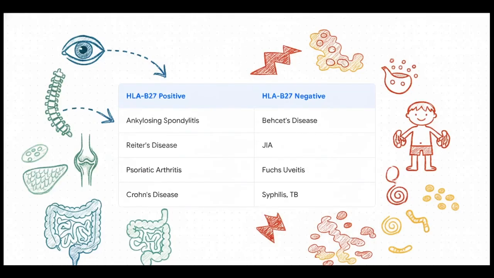Take a look at this master roster, mapping out our systemic suspects. Notice how they're grouped by the presence of the HLA-B27 genetic marker. HLA-B27 positive diseases literally connect eye inflammation directly to conditions affecting the spine, the joints, the skin, and the bowels, things like ankylosing spondylitis and Crohn's disease. On the other hand, HLA-B27 negative diseases point us to entirely different culprits, like Behçet's disease, juvenile idiopathic arthritis, or infectious causes like syphilis and TB. It's like a giant puzzle.